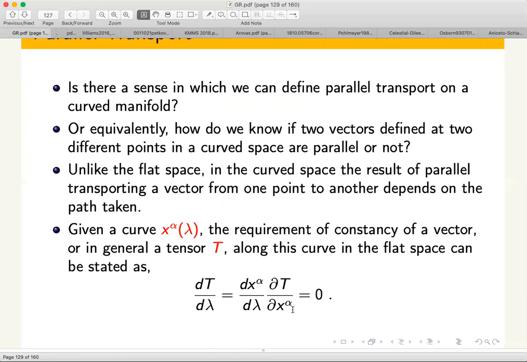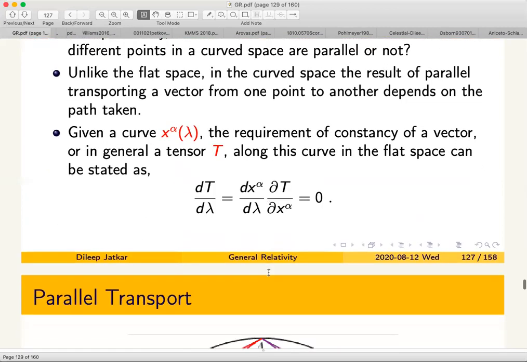But the problem with this expression is that this derivative of a tensor is not a tensor quantity, and as a result this equation really does not have any invariant meaning, simply because in some coordinate system this would be 0, in some other coordinate system it would be non-zero.